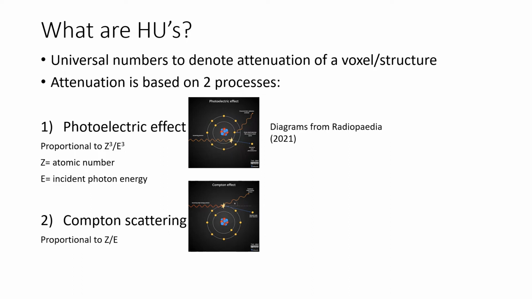The flip side of this is the Compton scattering, where the photon energy is partially deposited in an outer shell electron, ejecting that electron and scattering the photon. This process is directly proportional to the atomic number, or Z here, and inversely proportional to energy. Compton scattering is usually the primary process that happens in energies above 30 keV or within our radiographic range.